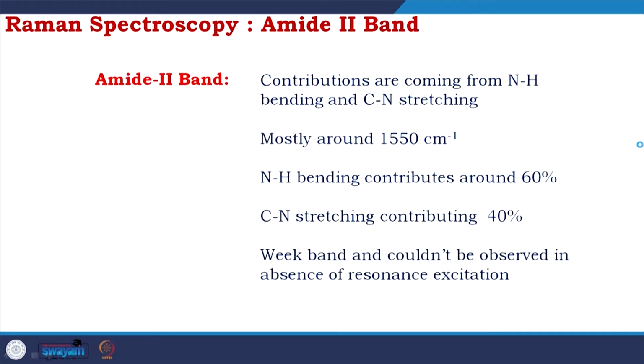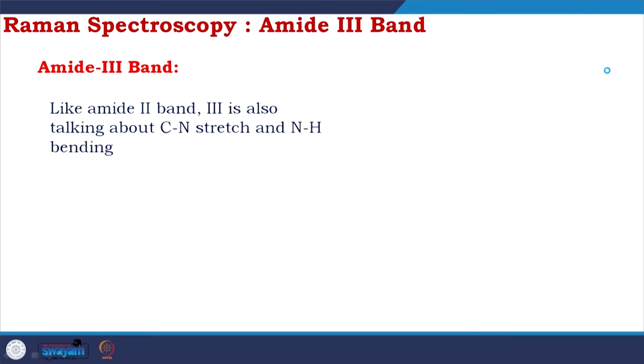Amide 2 band contributions are coming from NH bending and CN stretching, mostly around 1550 centimeter inverse. NH bending contributes around 60%, CN stretching contributing 40%. It is a weak band and could not be observed in the absence of resonance excitation. About this resonance Raman and protein, I would talk at the end of these amides.